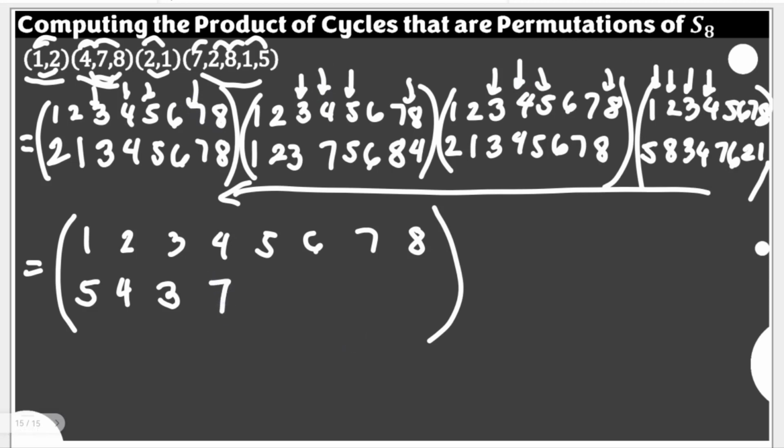Next, 5 is mapped to 7. 7 is mapped to 7. 7 is mapped to 8. And 8 is mapped to 8. 6 here is mapped to 6.